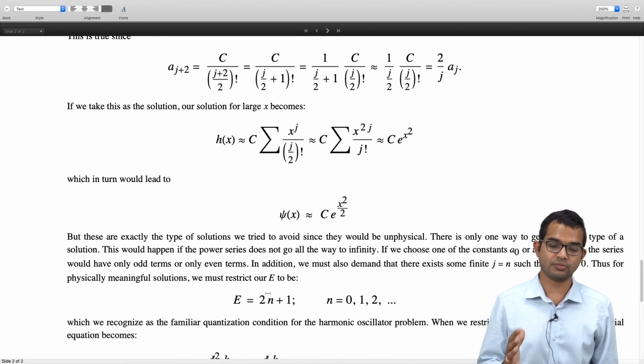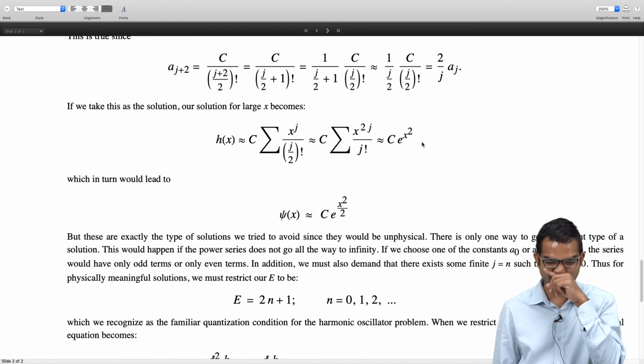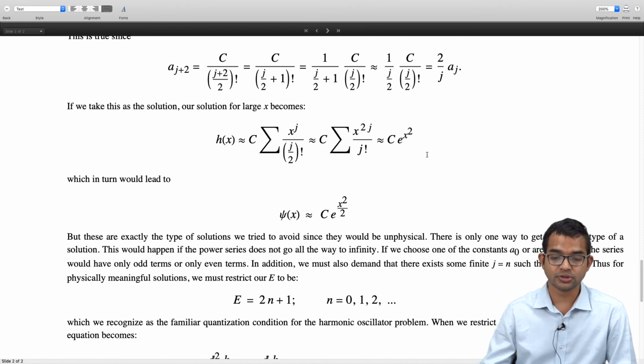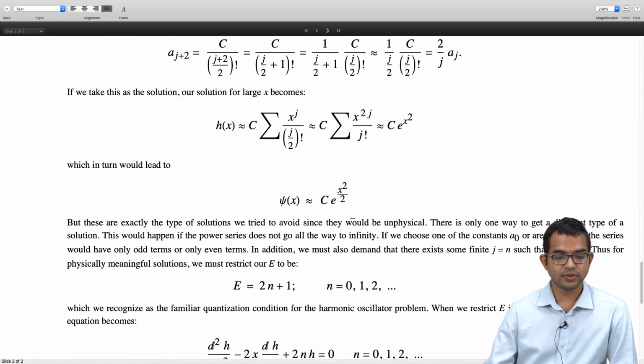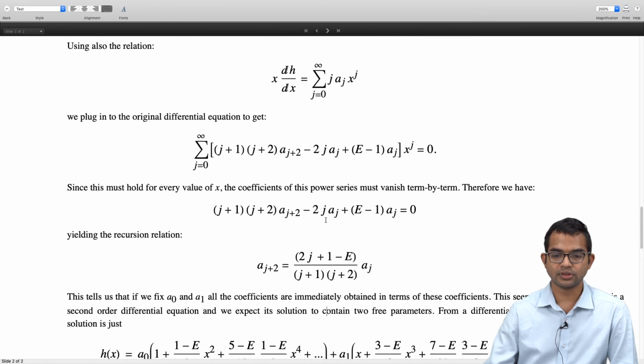But from the differential equation point of view, it appears because of this demand that the solutions obtained for this differential equation be meaningful, right? In particular, we don't like solutions which become very large for large x, and so there's normalization. That's the requirement which forces energy to take only certain values, right? So when we restrict E in this manner, the differential equation also changes. So we see that we started with this d squared h by dx squared minus 2x dh by dx.